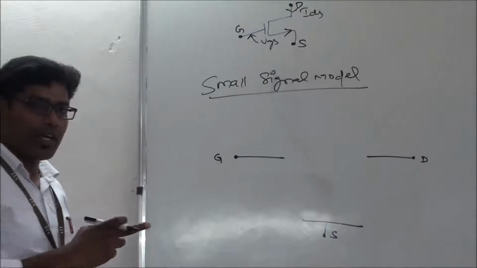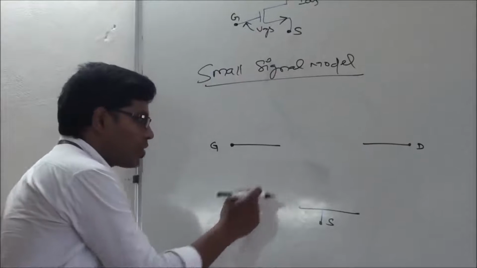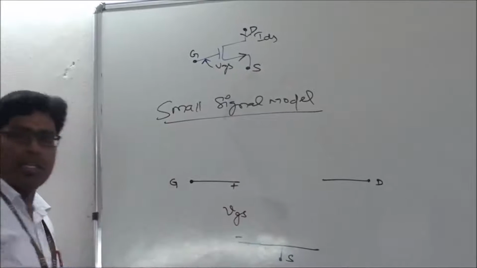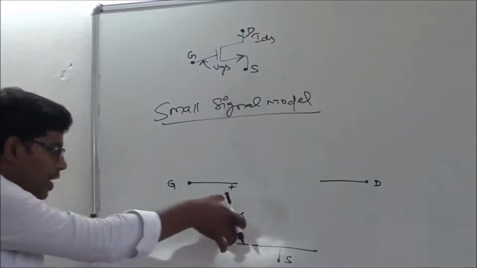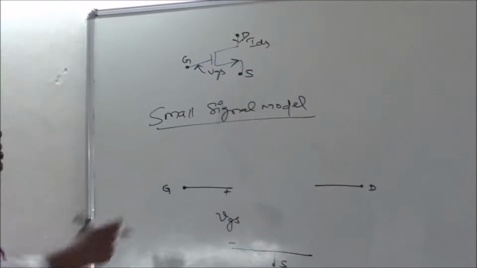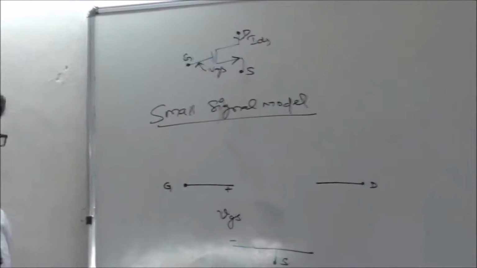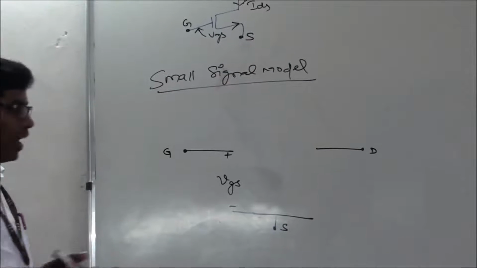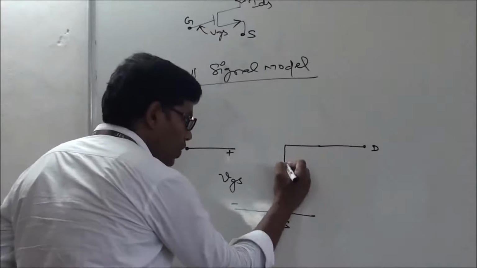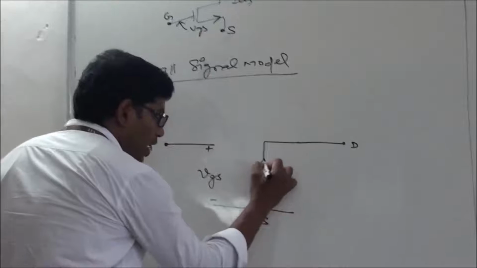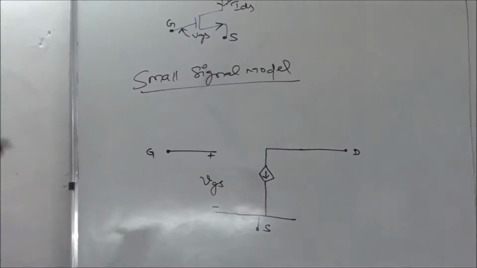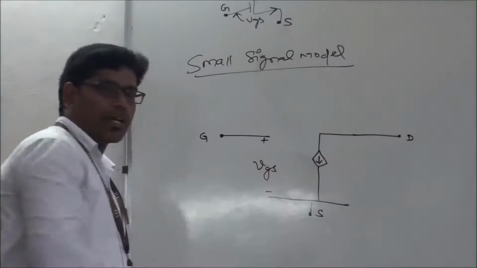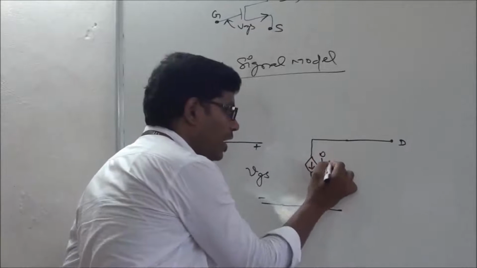Where is the voltage given? It is given between these two terminals, gate and the source. So I would like to keep VGS between these two terminals, meaning the voltage which you give at the gate and the source. If I give VGS, it will generate a current, the current that flows from drain to source. I represent that by a voltage controlled current source. This diamond shape is used for representing a voltage controlled current source. That is IDS.